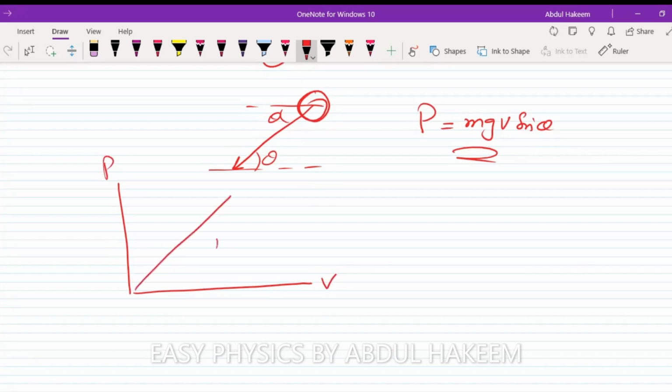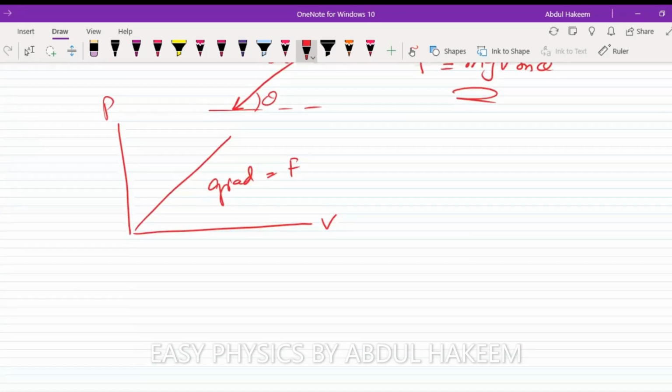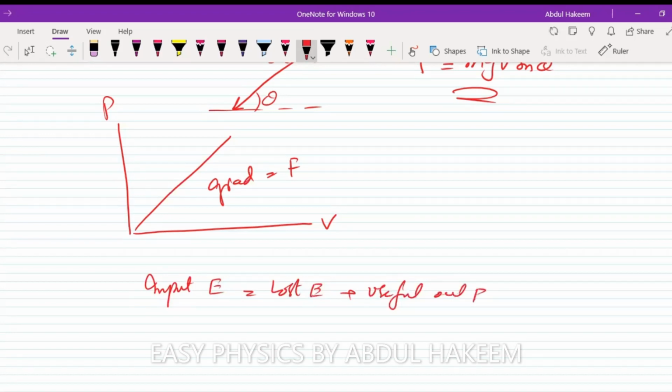are directly proportional, then the gradient will be equal to the force. And then efficiency, simple: output energy over input energy. For the percentage, multiply by 100, output power over input power. And the equation is: input energy is equal to lost energy plus useful output energy. This is the equation.